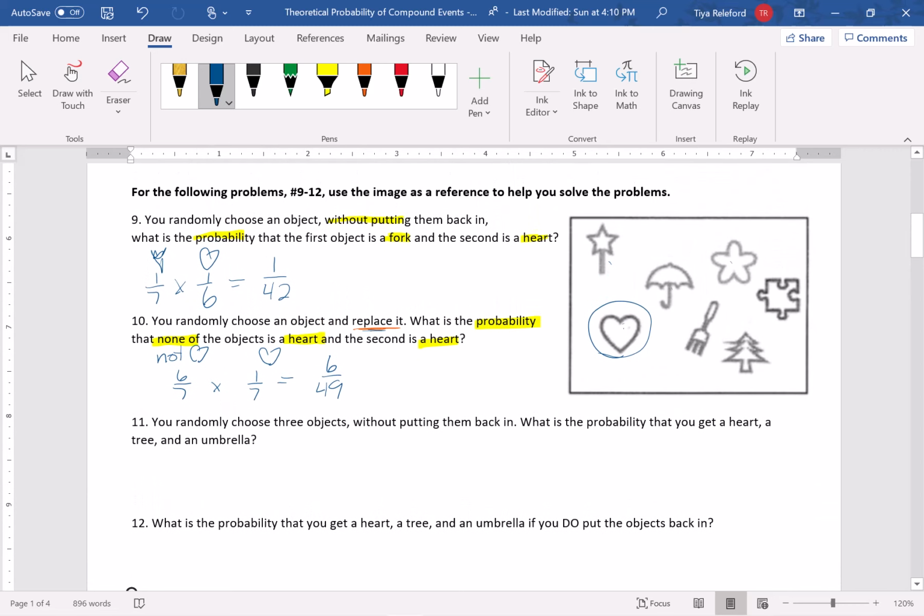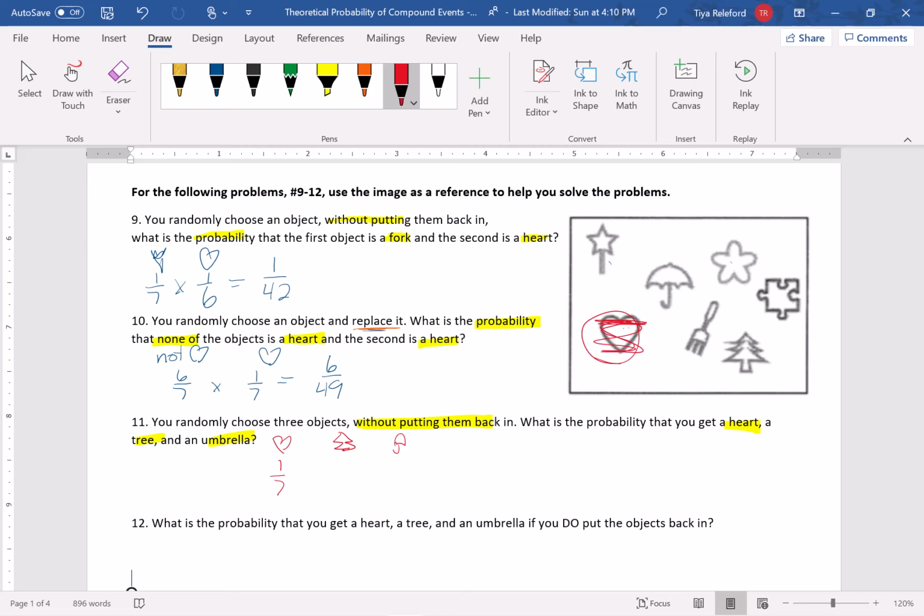Number 11 says you randomly choose 3 objects. Again. What is the probability you get a heart, a tree, and an umbrella? So we have 3 things. We have a heart, a tree, and an umbrella. First, we're going to draw a heart. 1 out of 7. Now it says we don't put it back in, so the heart disappears.